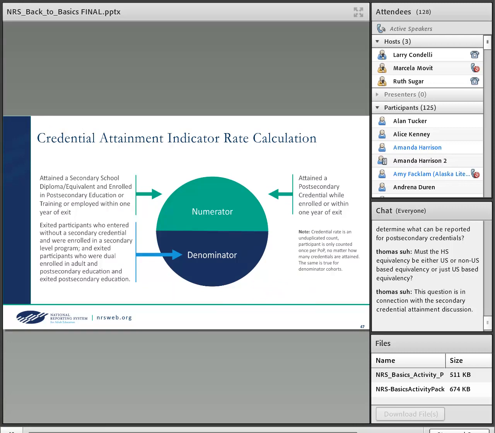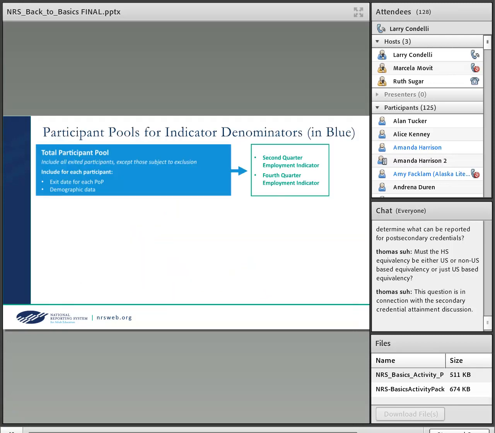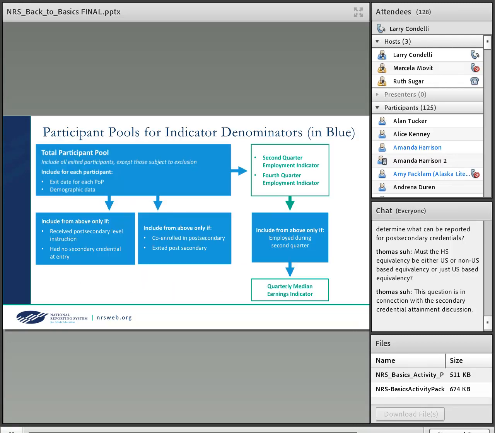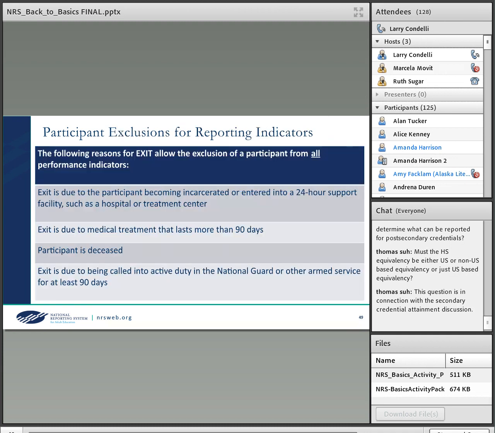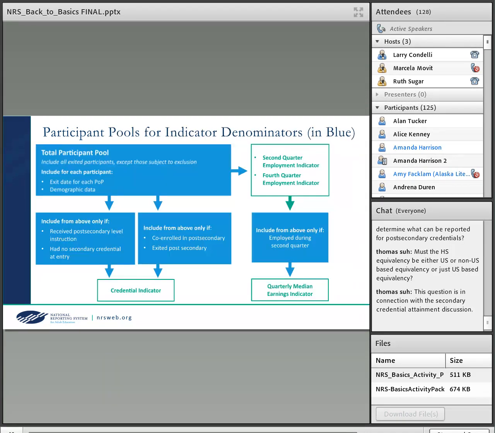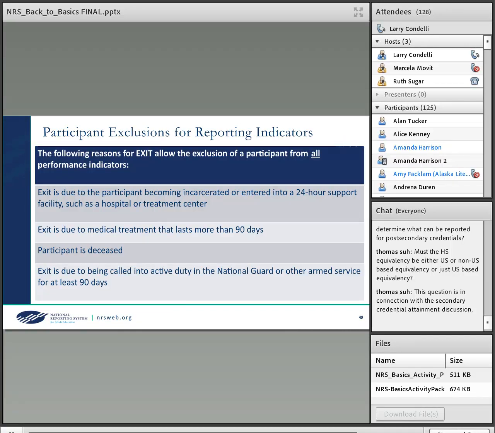I'll go back to the previous slide. This slide is just a more broken out way of showing what I just described. It has everything in one spot. Okay, so you can see why that's the most complicated indicator. All right, so I've been mentioning exclusions, and I've never defined them, but here they are.